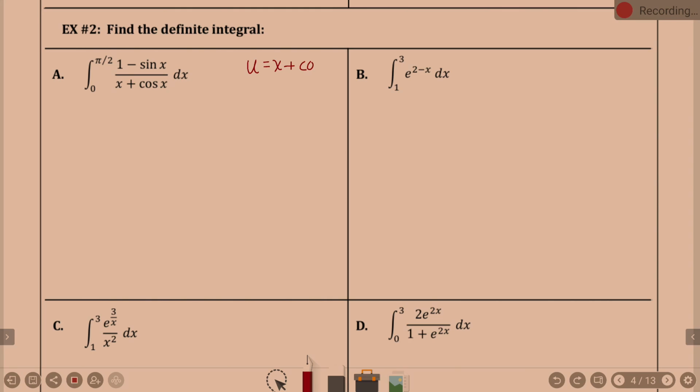u equals x plus cosine x. If u is x plus cosine x, okay, du is 1 minus sine x dx. Are you seeing those pieces where this is going to match up? Okay, so we don't really need to do anything with that, do we?